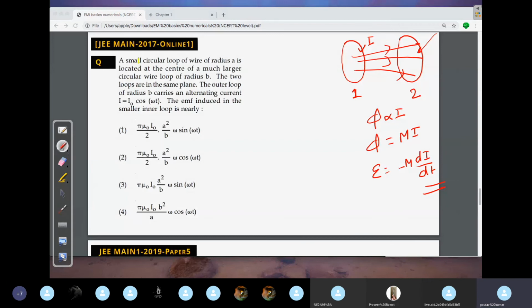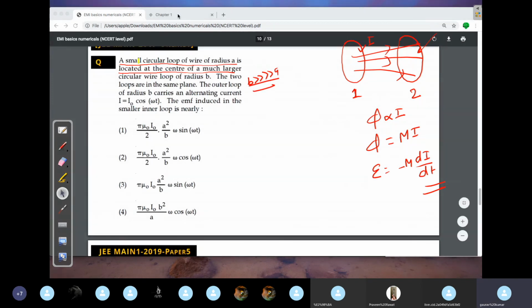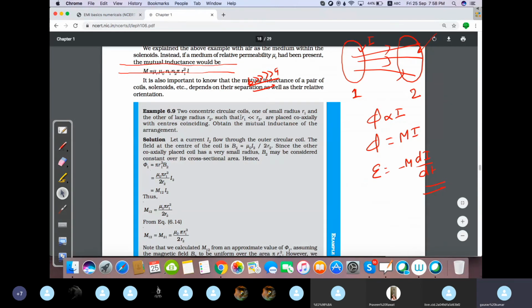See what is given to you in the question here. The question is, a small circular loop of wire of radius A is located at the center of a much larger loop of radius B. B is very, very greater than A. And the exactly same information is given in the textbook also. See, it is the very same thing.